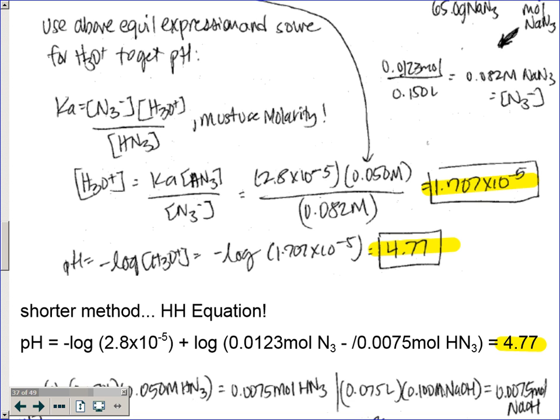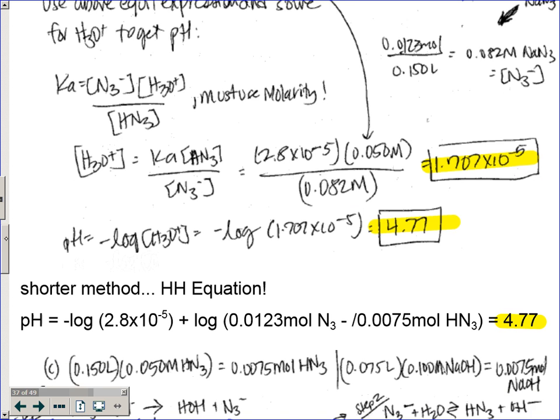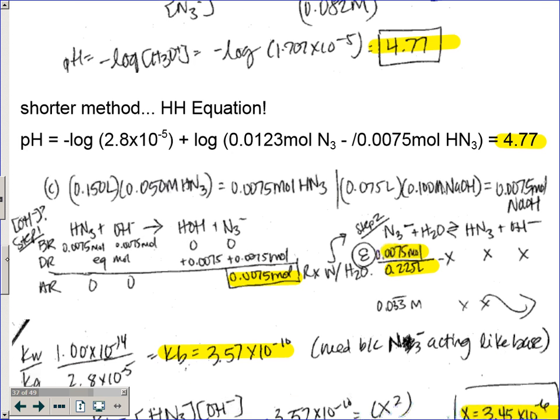But that is a longer route, but it is very doable. So you have many ways to solve some of these problems. This is the route I would take. Just plug into Henderson-Hasselbalch. Because your Ka was already established in part A. Your moles of sodium azide, you had to calculate yourself because it was given to you in grams. And your moles of the acid, you have to calculate yourself because it was given to you in molarity. But that's so much easier. Okay? And you end up with the same answer.